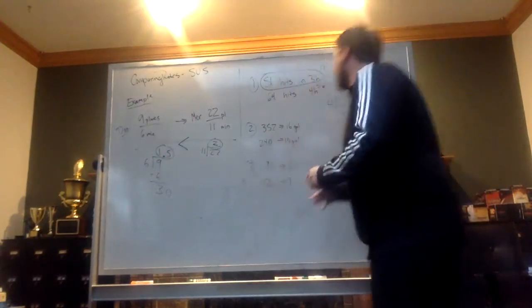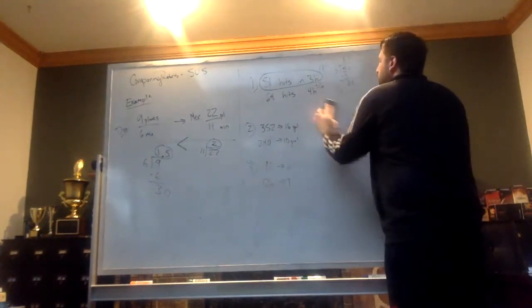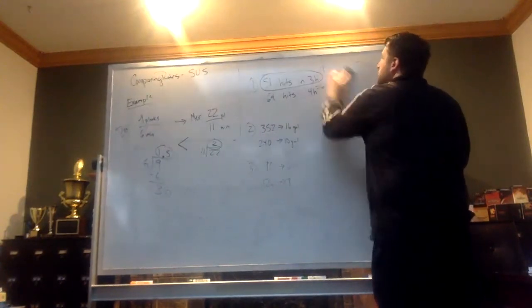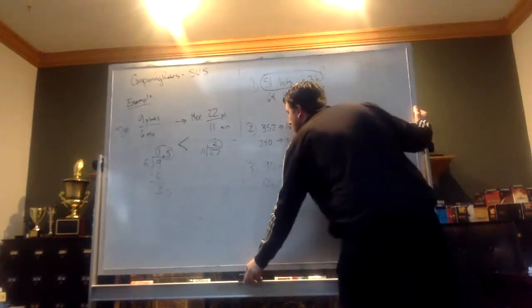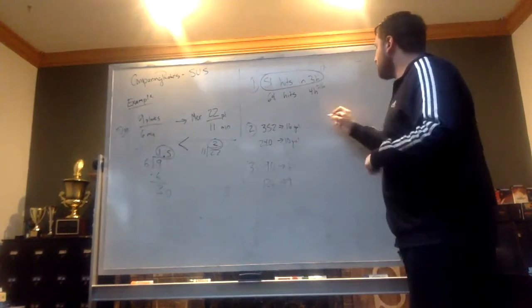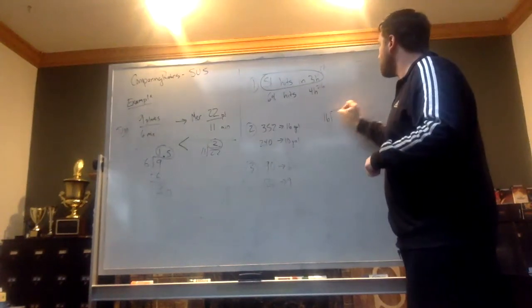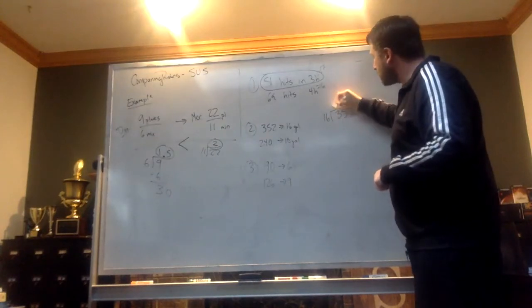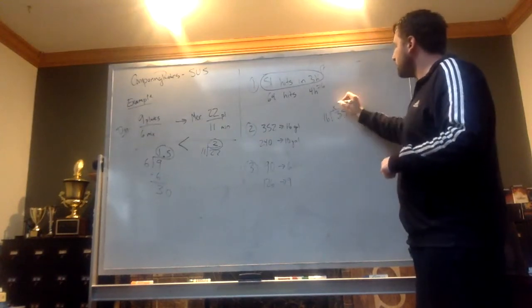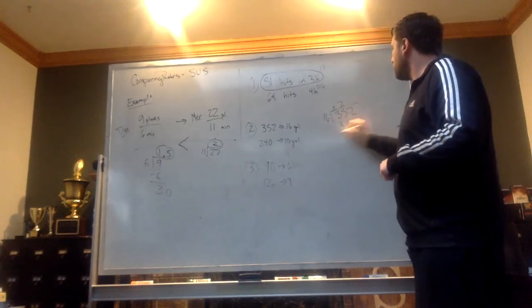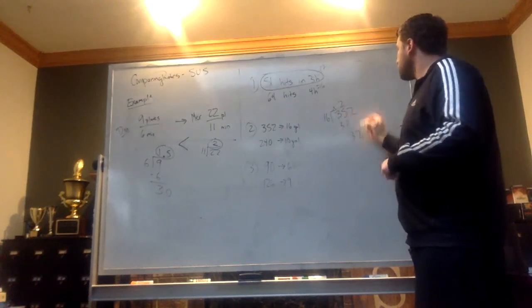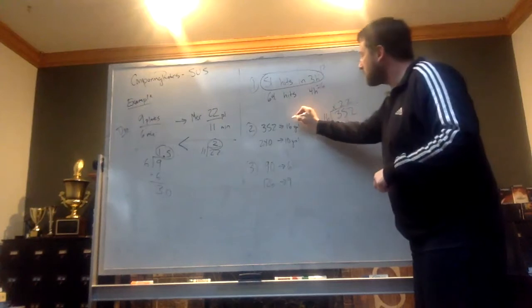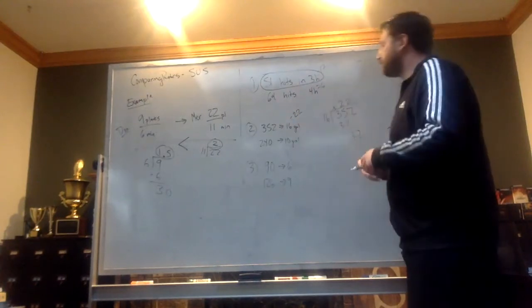Number 2, we have 352, probably miles, in 16 gallons. Or we have 240 miles in 10 gallons. So let's start with the 16 first. 16 into 352. 16 can't go into 3. Put an X there. 16 goes into 35 2 times. 32. 16 goes into 32 another 2 times. So this one is 22.